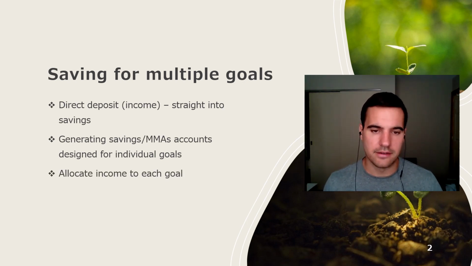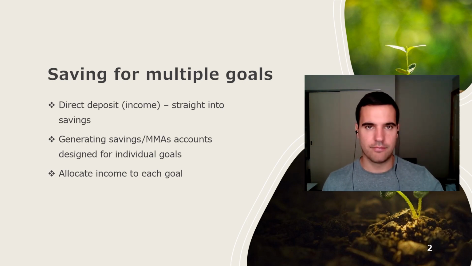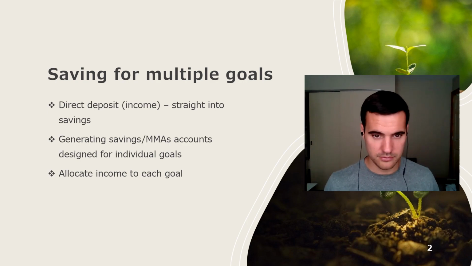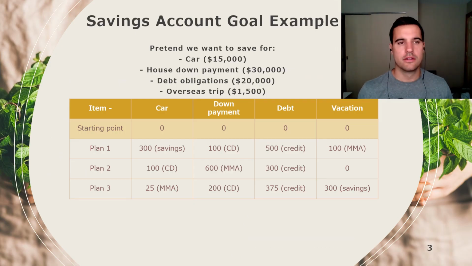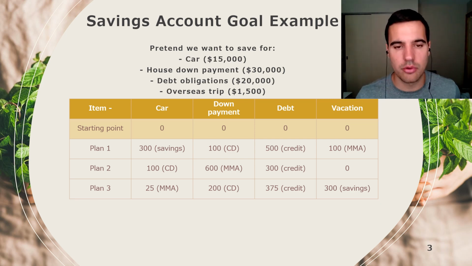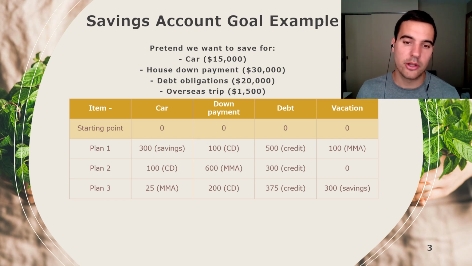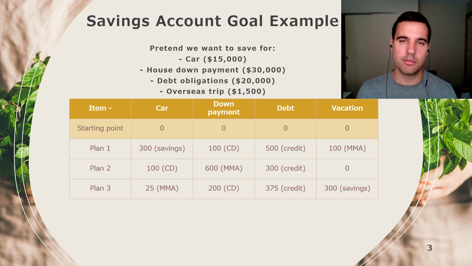And then allocate income towards each goal. So once you have your main savings, boom, you got your $5,000 check, whatever that month, then you can start allocating money to each goal as you need. So for example, savings account goal example. Pretend we want to save for 4 different things here. We got a $15,000 car. We want to save for a $30,000 home payment. We have a debt obligation of $20,000, and we have a $1,500 overseas trip we want to make.